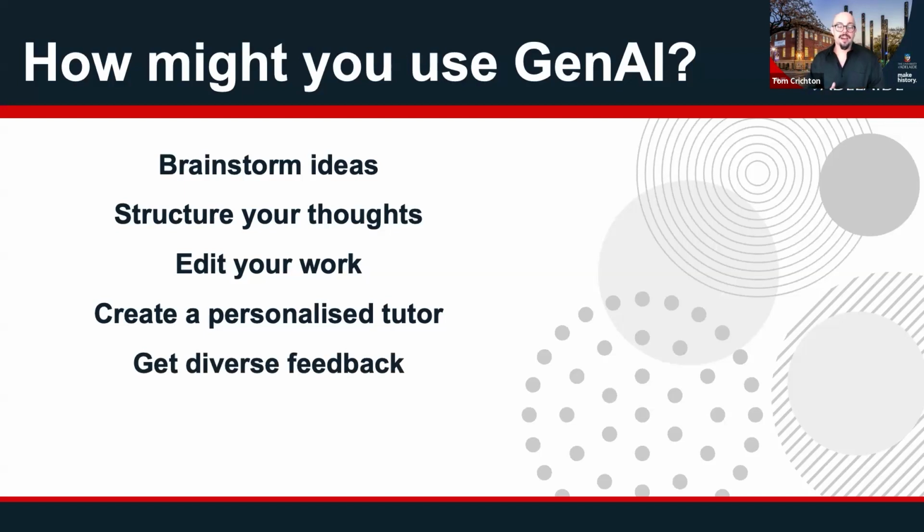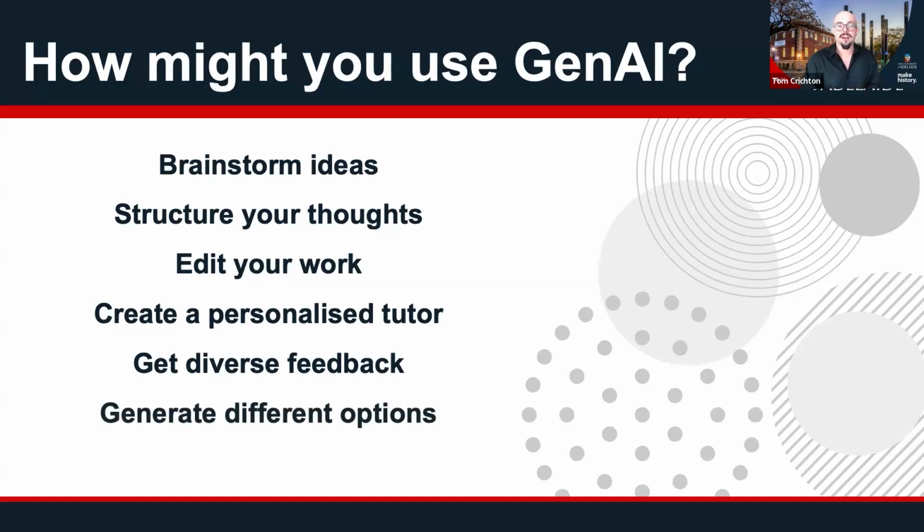You could use Gen AI to get diverse feedback. So you could put some work into Gen AI and ask the chatbot to pretend it's different kinds of people and provide different kinds of diverse feedback to you. One author has used Gen AI almost like a test reader, to get it to act as 10 different kinds of potential readers and provide feedback on what they think about the work before then actually showing that work to real humans to do something similar.